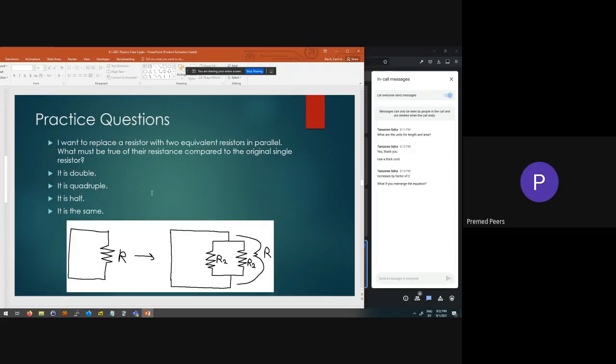So here's a quick practice question. Pardon the drawing I made here. I have this circuit with one resistor. I want to make a new circuit that has two resistors that have the same value. And I want these circuits to have the same total resistance. So what relation does R2 have to this R here? Hopefully this problem setup makes sense. Let me know if it doesn't.